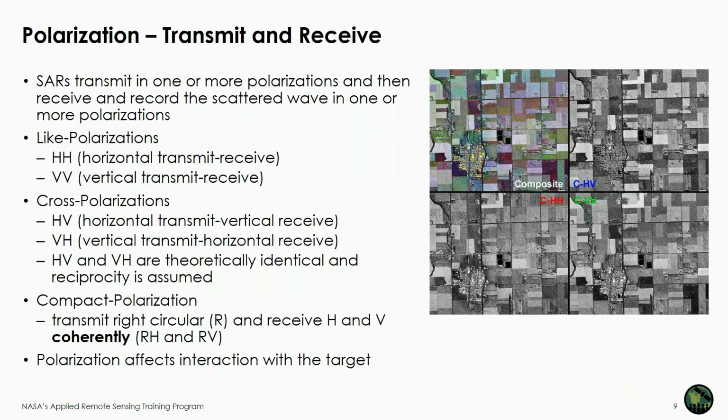We do have other classes of polarizations, one in particular called compact polarization. In this case, we are transmitting right circular polarization, and we're receiving horizontal and vertical polarizations coherently. What's important to understand from a target perspective is that these polarizations affect the interaction with the target, and we'll see that in some of the examples later on.